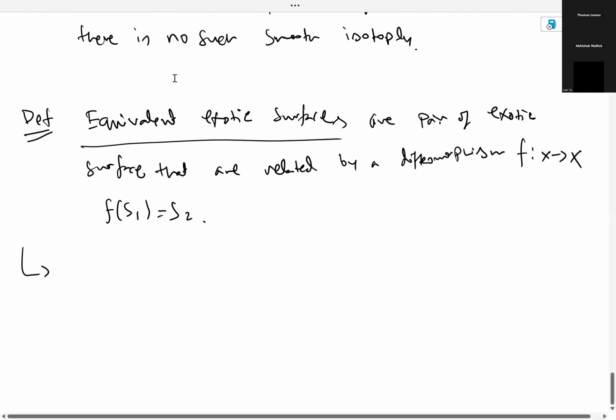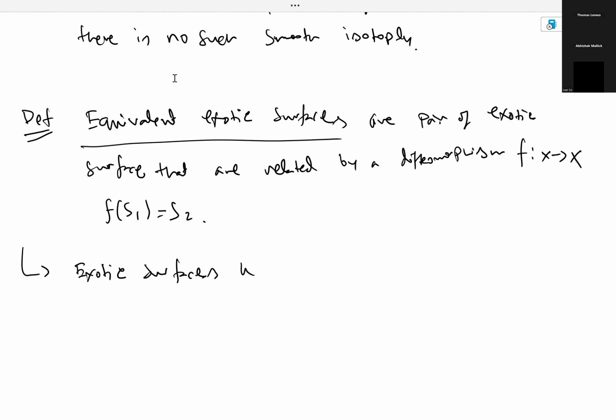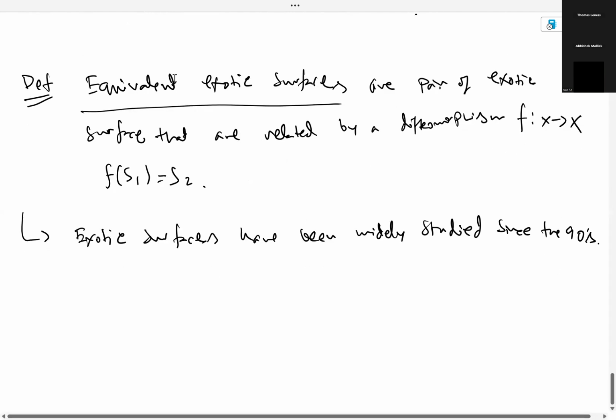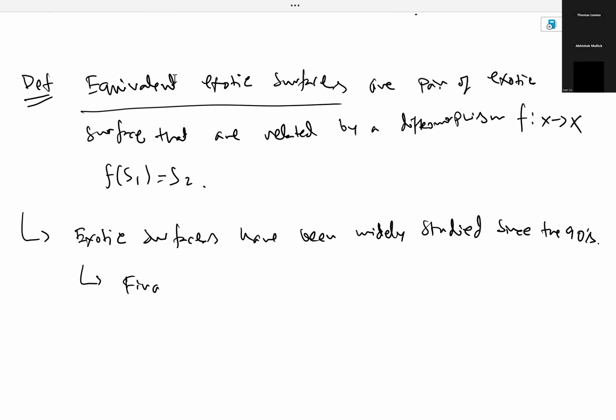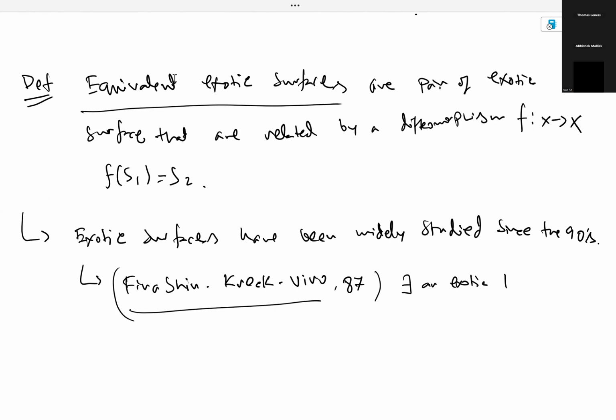So the study of exotic surfaces has been going around for a long time, widely studied since the 90s. I'll not attempt to mention all the work because I'm absolutely sure I'll miss a lot of important work. So instead, let me mention perhaps one of the first results on closed exotic surfaces, which was by the work of Finashin, Kreck, and Viro in '87, showed that there exists an exotic pair which comes from tenfold connect sum of RP2 inside the four-dimensional sphere.